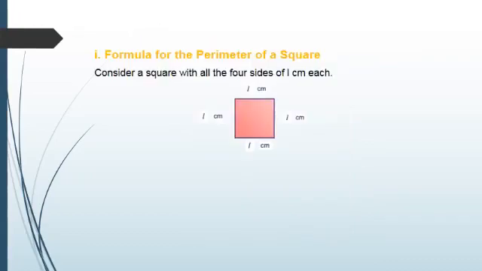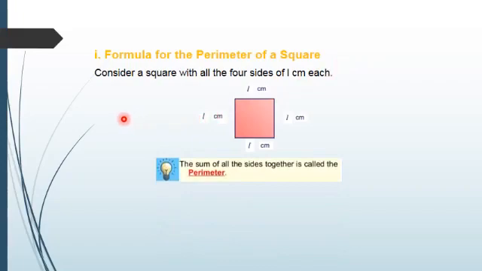Now let's derive the formula for the perimeter of a square. For this, we consider a square with all 4 sides of L centimeters each, as shown in this square. We know that the sum of all the sides together is called the perimeter. So, the perimeter of this square will be L plus L plus L plus L, that is the sum of all the 4 sides, and that will be equal to 4L. Therefore, the formula for the perimeter of the square is 4L.